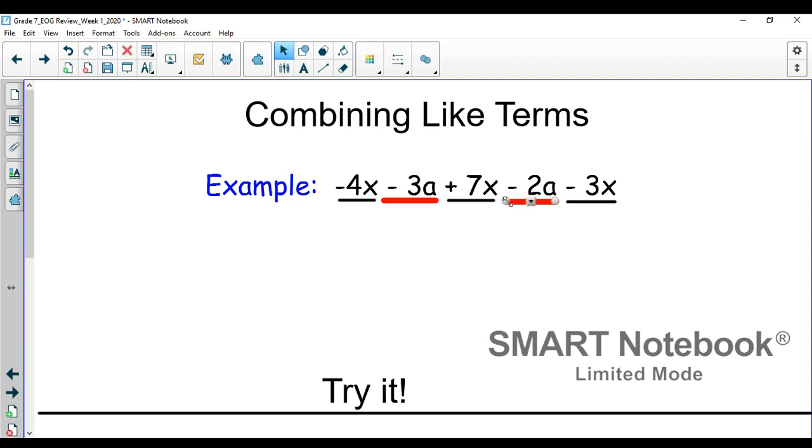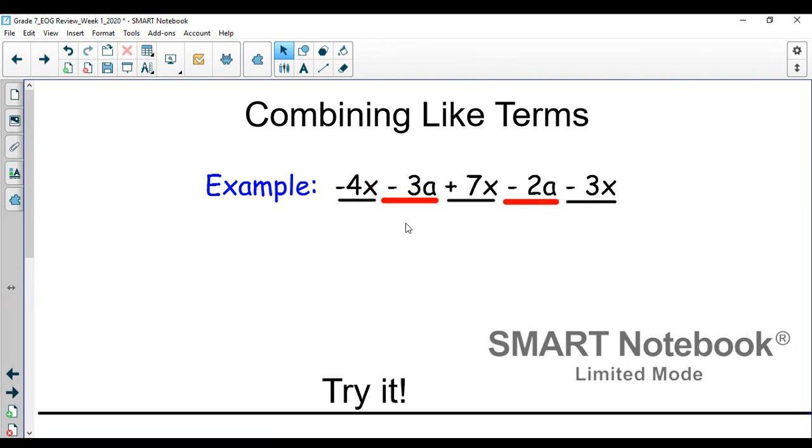Like when I coded this negative 2a, I didn't just get the 2a. You must include the sign that goes with the coefficient because that's going to tell you what to do. So when I combine my x's on my calculator or in my head, it would be negative 4 plus 7 minus 3. And negative 4 plus 7 is positive 3. Positive 3 minus 3 is 0. So there won't be any x's left.